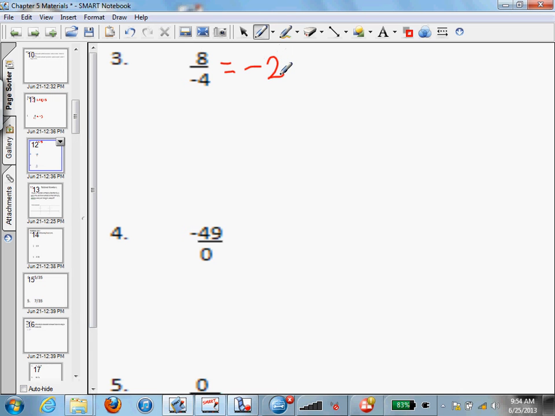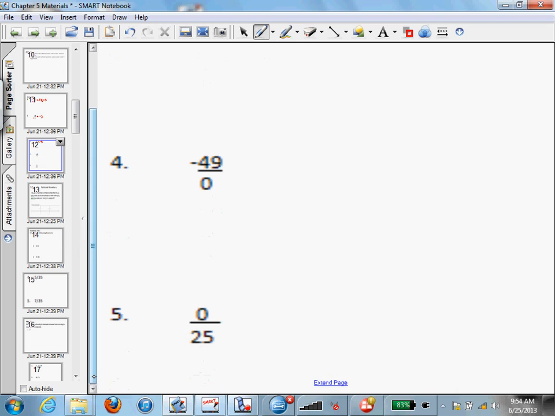Okay, and number 4 and 5, they look a lot similar, but there are some very important differences between the two. With 48 divided by 0, if you type that in your calculator, anything divided by 0, you're going to get an error. So we can call that undefined.